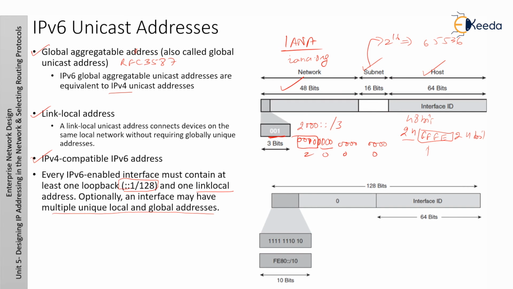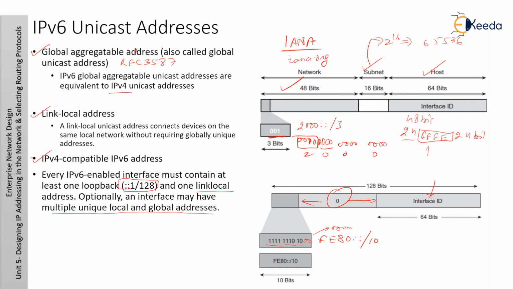Here it starts with 1111 1110 10, and if we write this with the remaining bits as 00, then it becomes F, next one is E, next one is 8, and then 0000. So this is FE80::/10. Many zeros are there, the remaining bits are 0, and the 64-bit interface ID is also there. How many bits remain? 64 minus 10, that is 54 bits, which are also 0, that's why it is written this way.